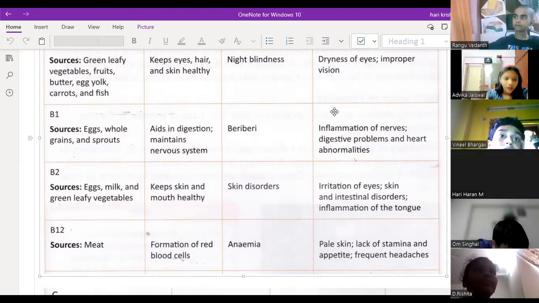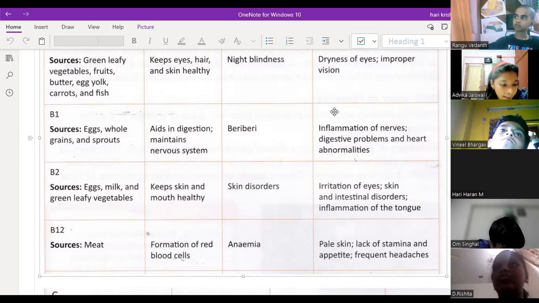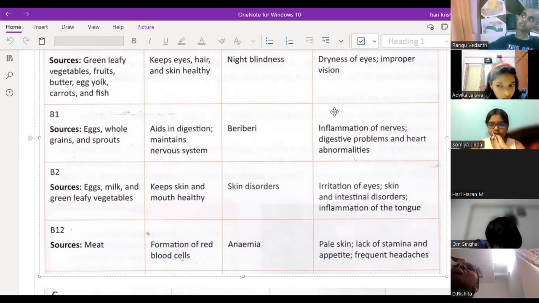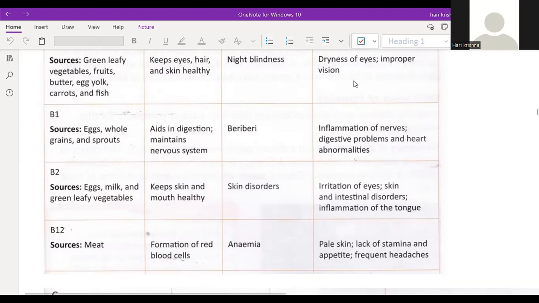Sorry, Advaika, what is the meaning of beriberi? Beriberi is one type of disease. We'll see an image of that, or if any other source is there, I'll check it. Wait one minute.